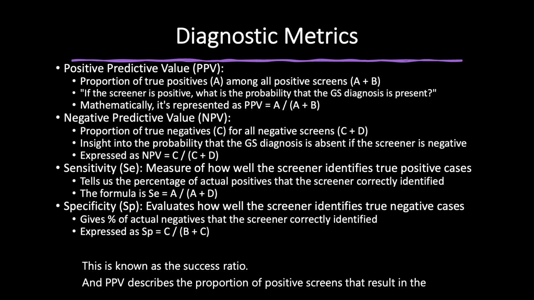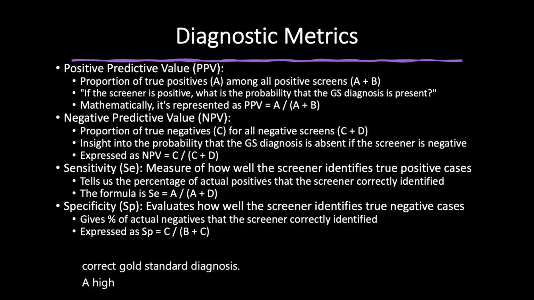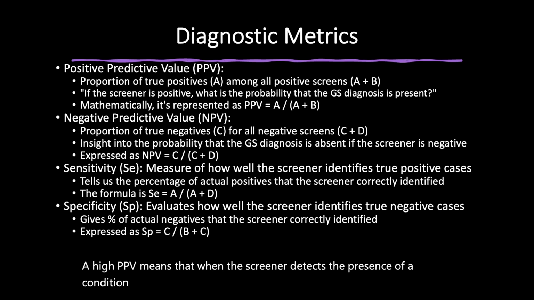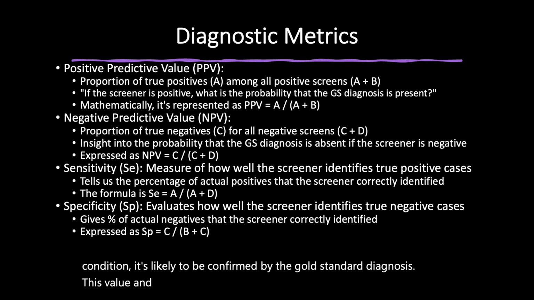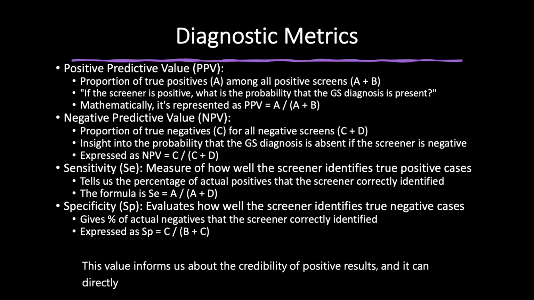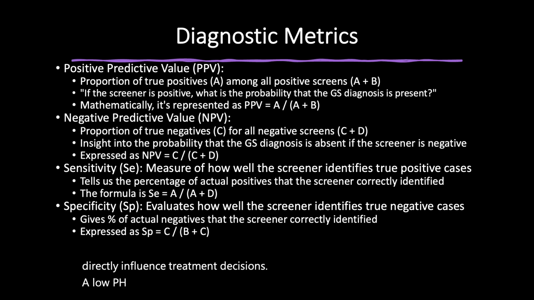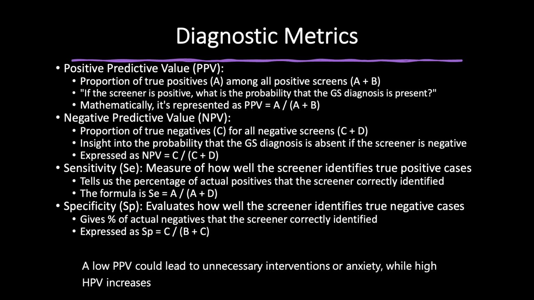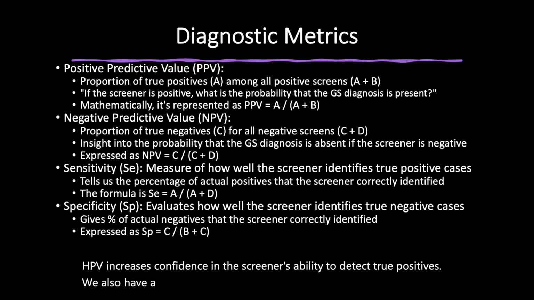PPV describes the proportion of positive screens that result in the correct gold standard diagnosis. A high PPV means that when the screener detects the presence of a condition, it's likely to be confirmed by the gold standard diagnosis. This value informs us about the credibility of positive results, and it can directly influence treatment decisions. A low PPV could lead to unnecessary interventions or anxiety, while a high PPV increases confidence in the screener's ability to detect true positives. We also have a negative predictive value, the NPV.